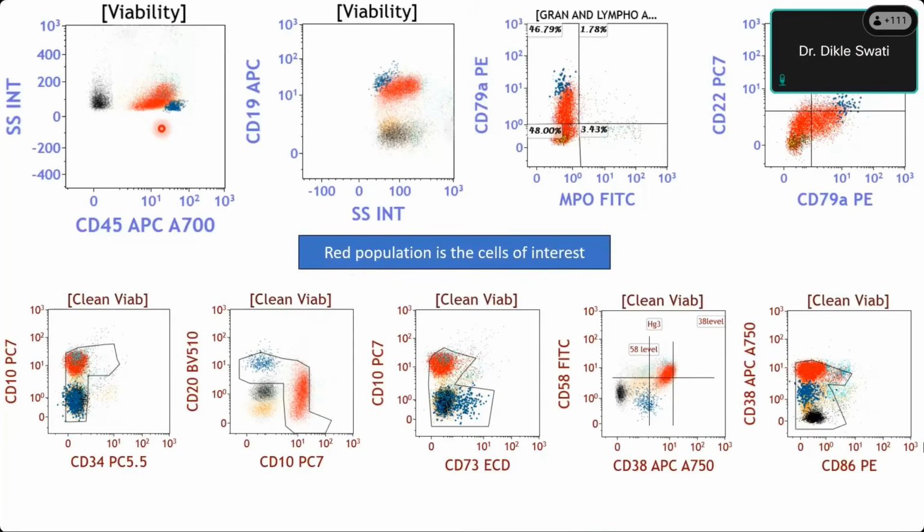Positive, yeah, positive, intensity-wise. Here the blue population are my lymphocytes, and the black population are my debris or red blood cells. So this is negative, this is moderate. What is the expression of CD45? Moderate.